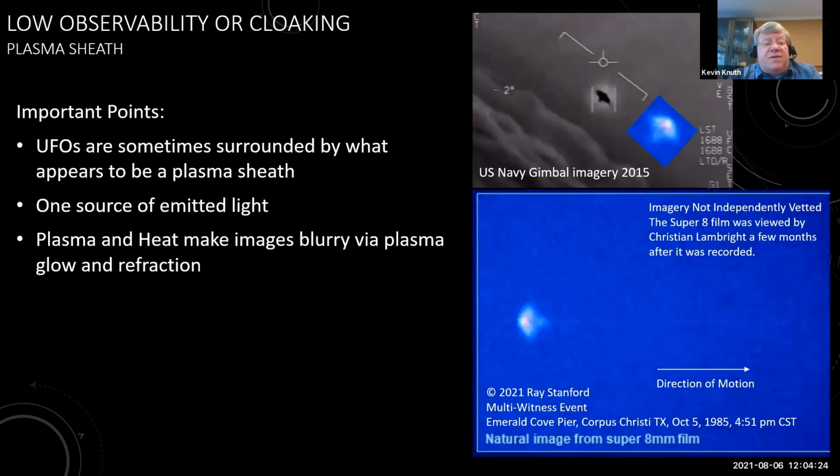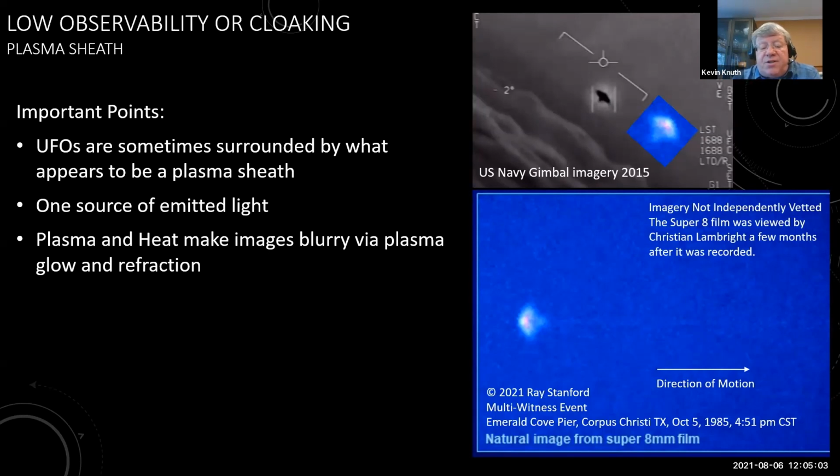Another effect is a plasma sheath. UFOs or UAPs are sometimes surrounded by what appears to be a plasma sheath, a glowing plasma around the object. It's often one source of the emitted light from these objects. The plasma and heat would tend to make images blurry, and so very often UAP imagery is blurry. Also, not everyone is a great photographer and able to photograph under stressful conditions like this. So here in the upper right, I have a picture from the US Navy Gimbal video, and you can see the object there.